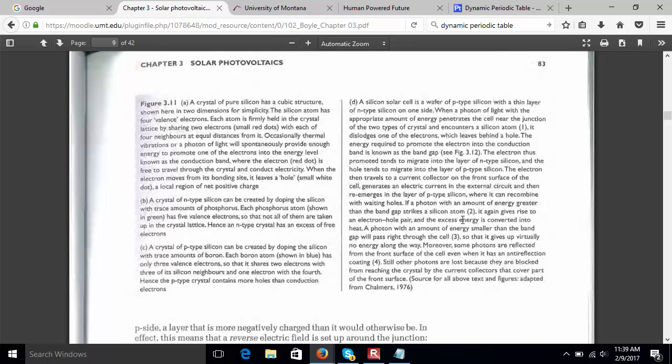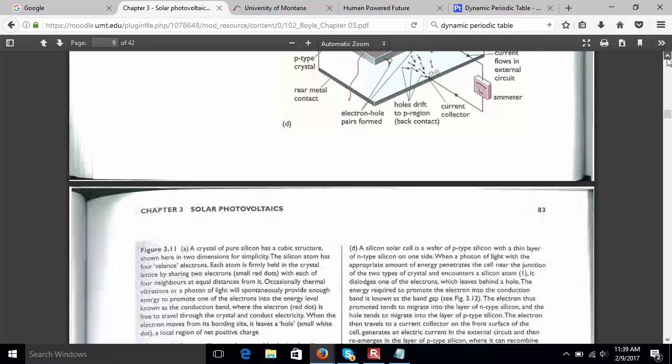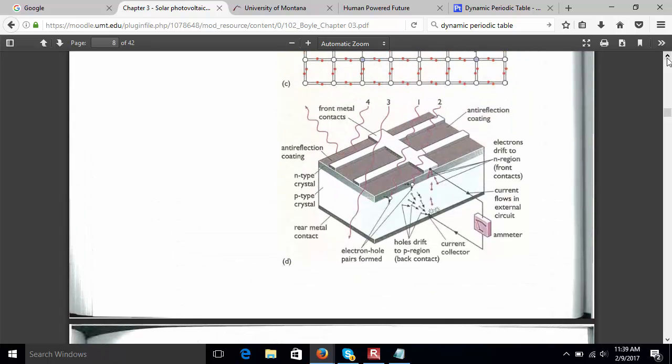So you don't actually get your electrical conduction if this happens at 2. This photon or this electron does not actually migrate all the way down, and you just kind of heat the thing. It came in with too much energy.